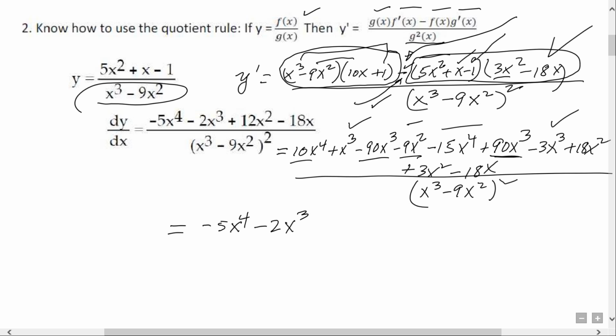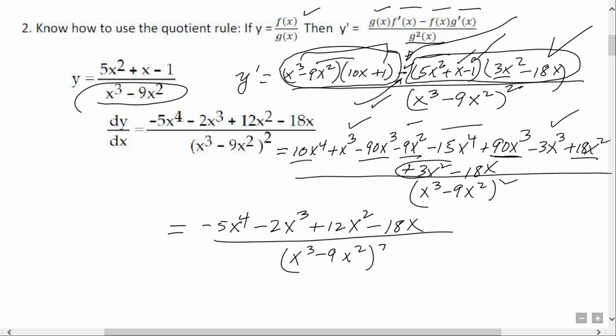Minus 9x squared plus 18x squared plus 3x squared gives us 12x squared. And finally, the x terms are only minus 18x. And so that is the answer, all divided by x cubed minus 9x squared, quantity squared. It just takes a lot of multiplying and simplification to get this answer.